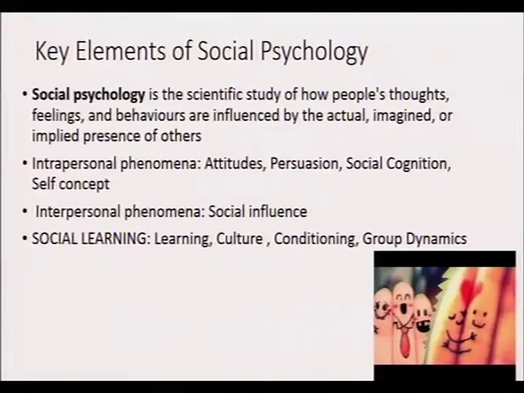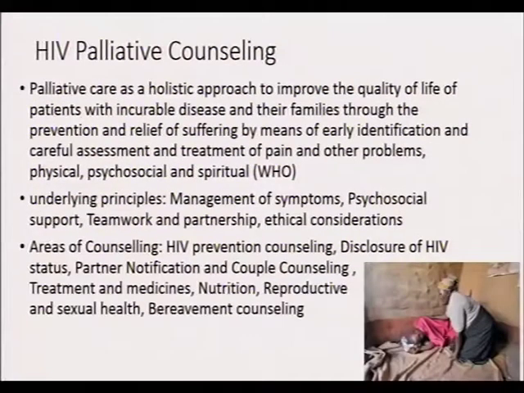And then the interpersonal phenomenon looks at the social influence. How does society influence you? What other social influences are there? For example, unemployment, the high poverty within the country, so many things that actually influence the society. And then social psychology also looks at social learning: how can we learn from society? How can we learn from the culture? How can we learn from different group dynamics and also from people? So this is very important.